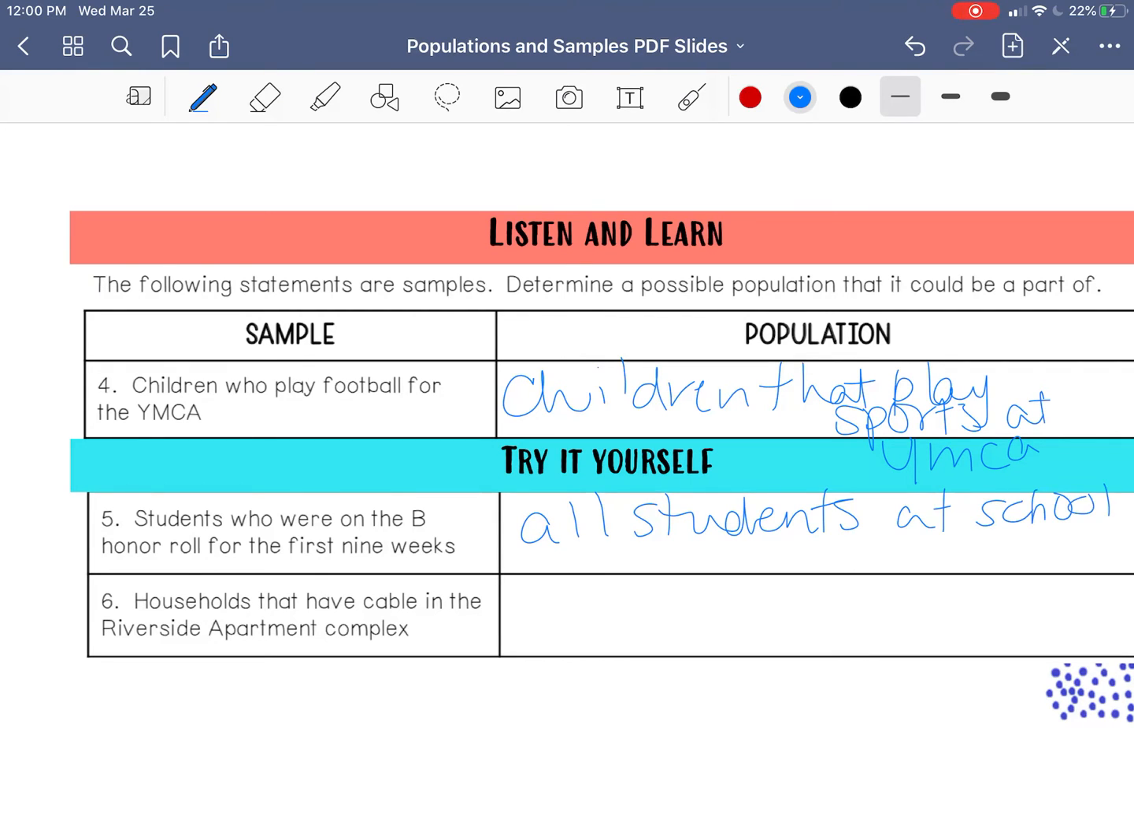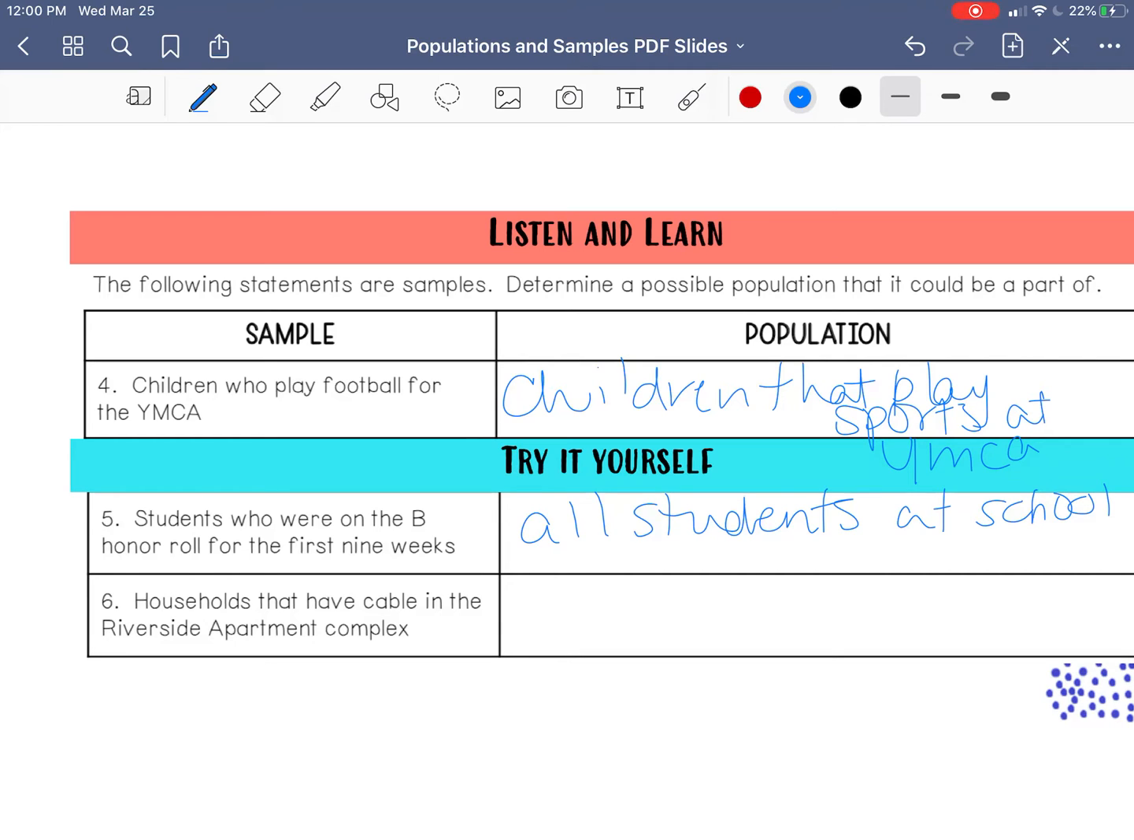It could also be that you could be looking at the population of students that made honor roll, and our given sample could just be a subset of the honor roll kids, because we would have kids on B honor roll, kids on A honor roll, and things like that. But if we say all the kids in the school would be the giant population, then the sample given would be the students that made honor roll.